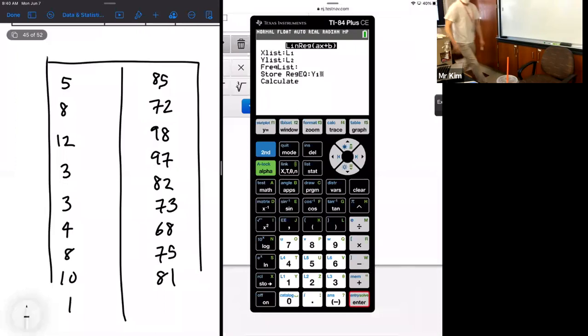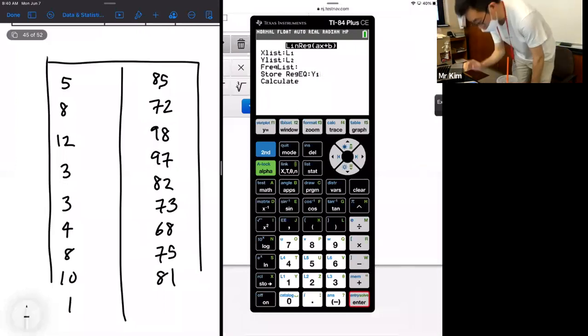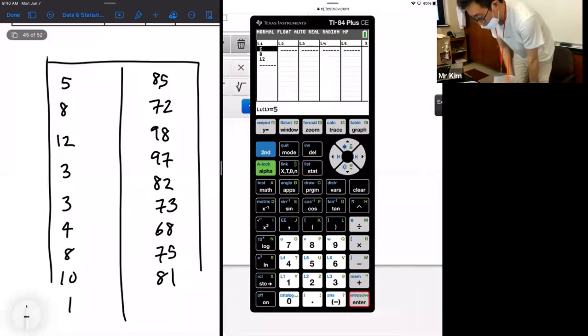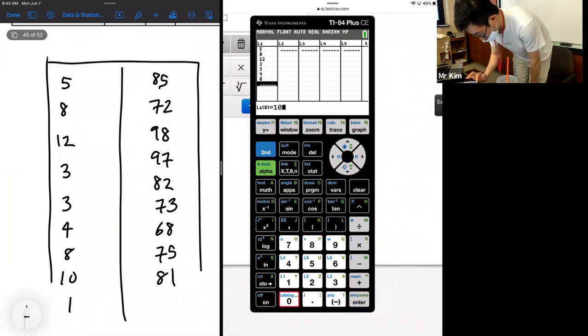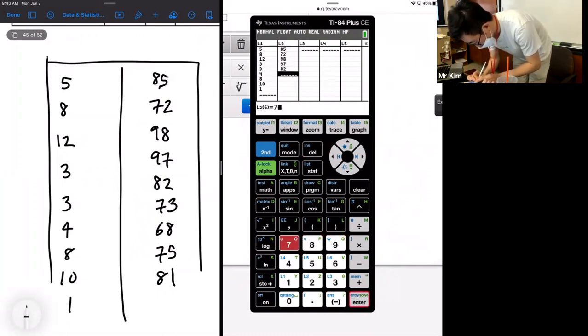Okay, so due to time, I'm just going to show you what's expected of you. I'll enter the data into the lists real quick: 12, 3, 3, 4, 8, 10, 1, and then 85, 72, 98, 72, 98, 97, 82, 73, 68, 75.